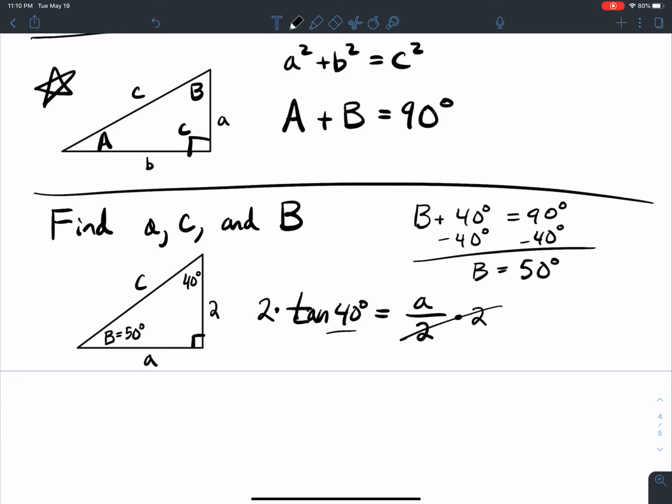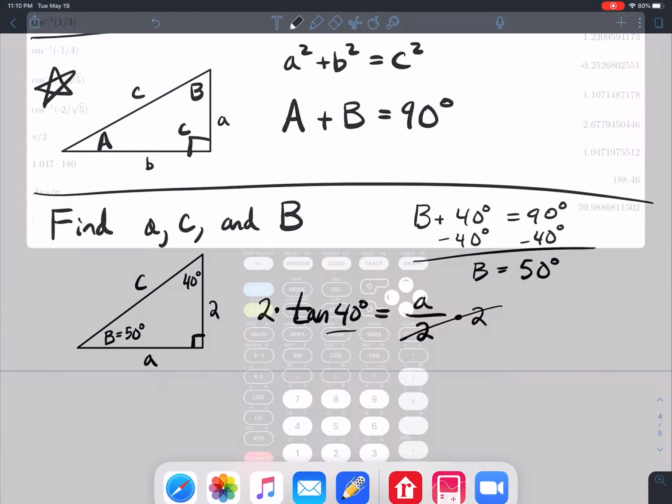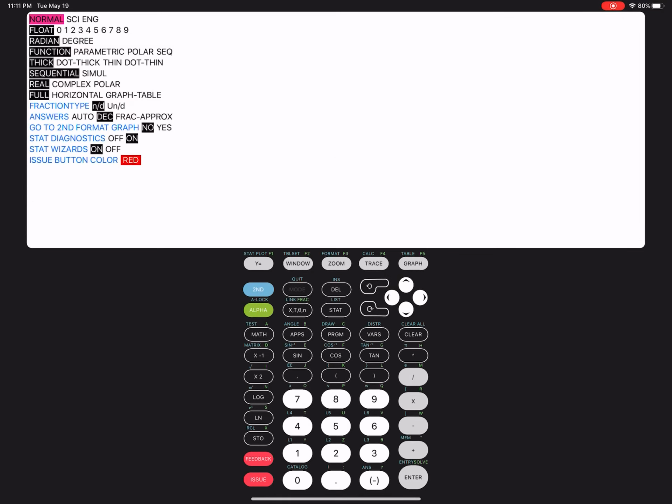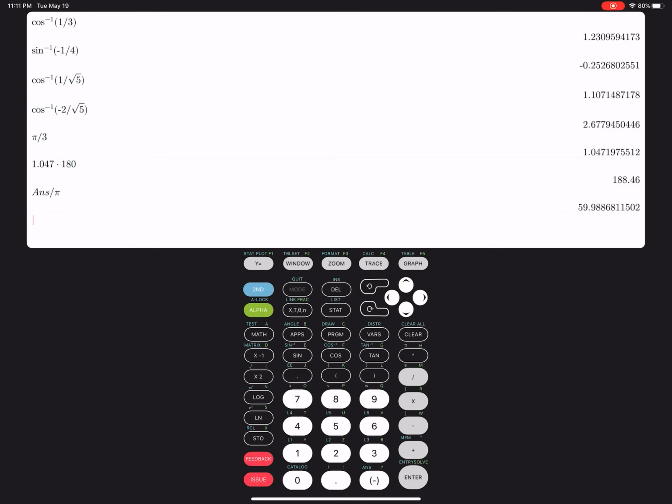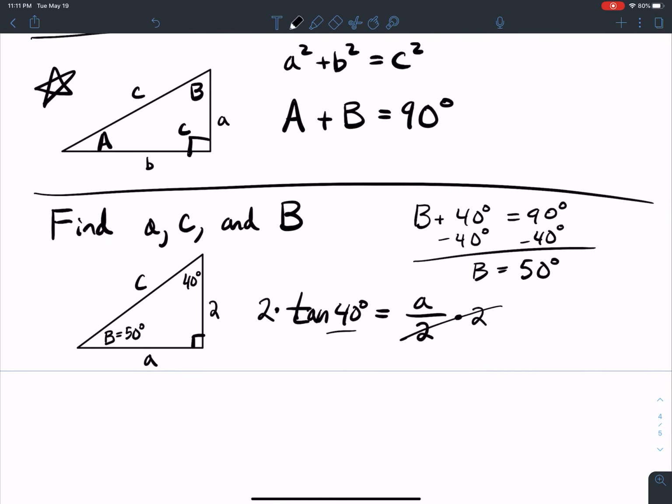Now make sure you're in degree mode if you're going to do this in your calculator. Mode, degree, enter, second quit, and then I hit 2 times the tangent of 40, close the parentheses, and I get 1.678, which is 1.68. So this side is roughly 1.68.